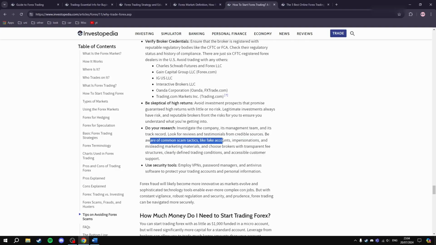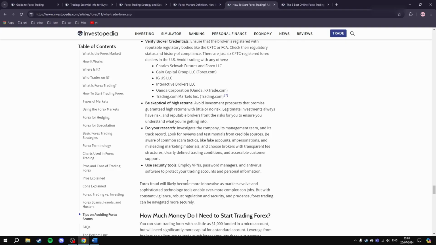Be aware of common scam tactics like fake accounts, impersonations, and misleading marketing materials. And choose brokers with transparent fee structures, clearly defining trade conditions and accessible customer support. Use security tools. Employ VPNs, password managers, and antivirus software to protect your trading accounts and personal information.